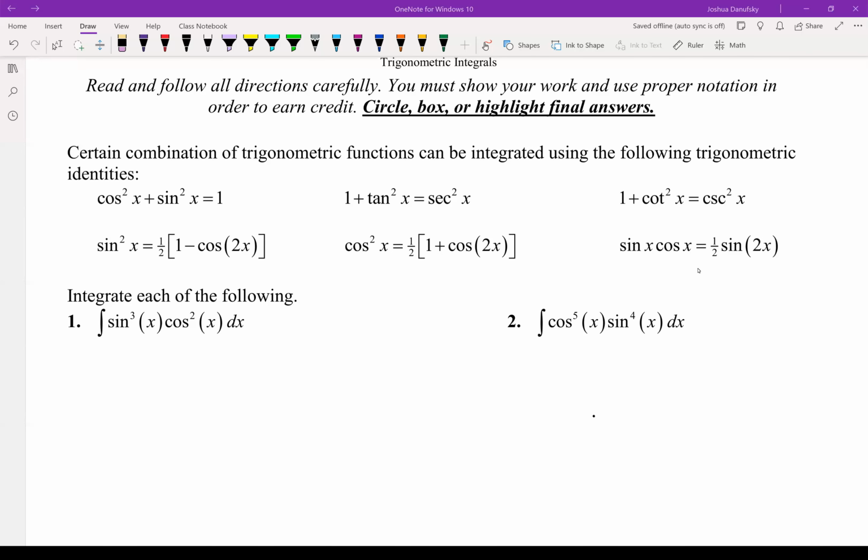So in this video, we're going to get some practice with trigonometric integrals. Basically, we're going to be looking at integrals where we have trig functions raised to powers. And the first thing you'll want to do is identify whether your powers are even or odd. And depending on that, you'll approach it in a different way, right?